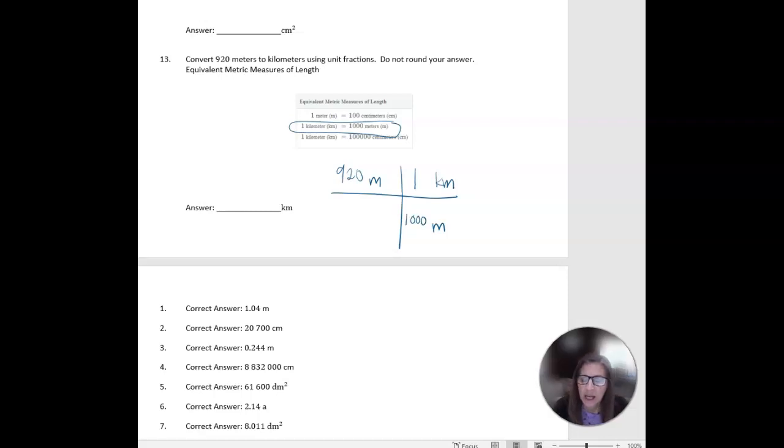Now, again, if you know what dividing by 1,000 is going to do to that decimal, you don't even need a calculator. But I like for people to have the calculator just for comfort. It's like moral support. We're going to multiply the top and we're going to divide the bottom. So let's see, 920 times 1 is 920 divided by 1,000. That's going to move the decimal over 3 places, so that'll be 0.92.